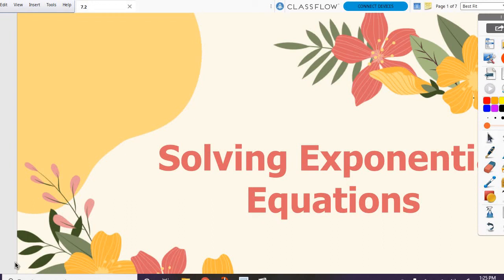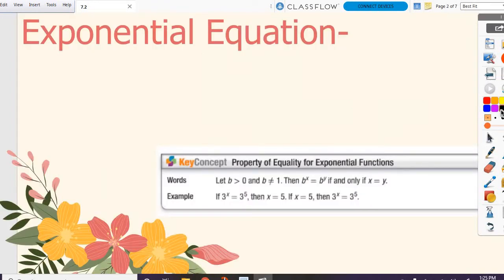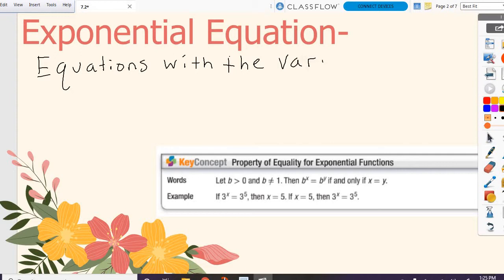Today we're going to be looking at solving exponential equations. Remember that in our last lesson we looked at graphing exponential functions. And our equations are going to be very similar, meaning that we're looking at equations with the variable in the exponent.